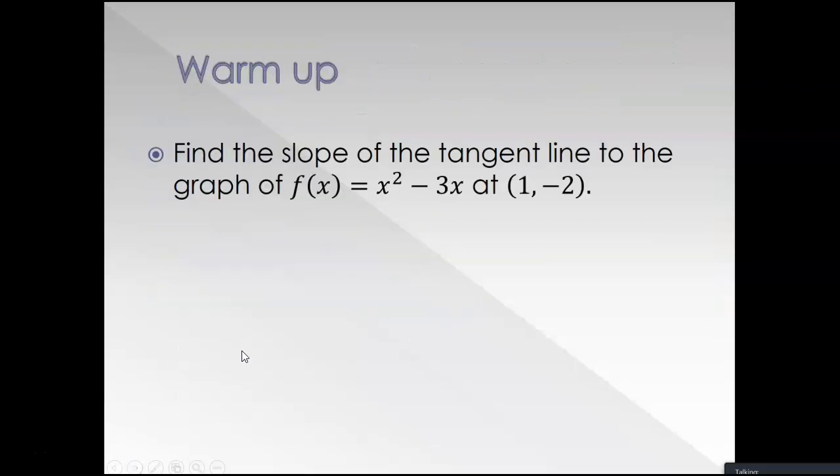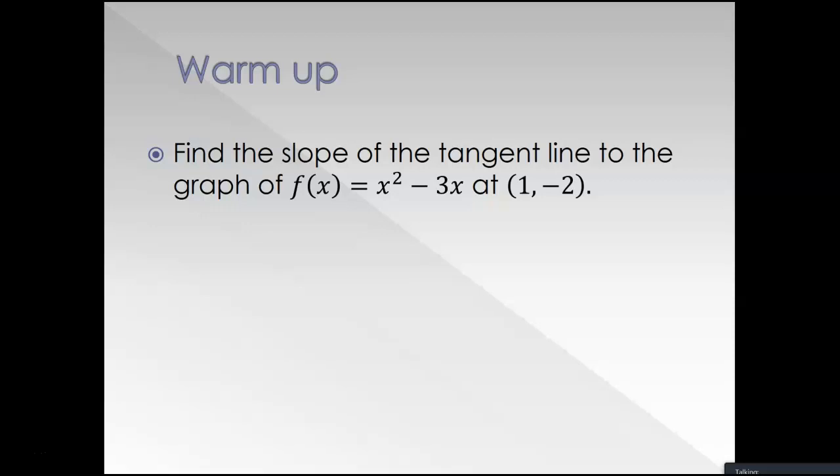Okay, so our warm-up is to find the slope of the tangent line to the graph of f of x equals x squared minus 3x at the point 1, negative 2. So what we are going to do is take what we did yesterday and find the slope of the tangent line at that point. Remember, the slope of the tangent is really the limit of the slope of the secant.